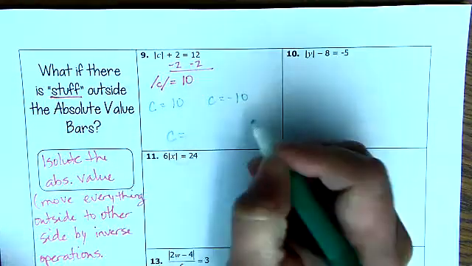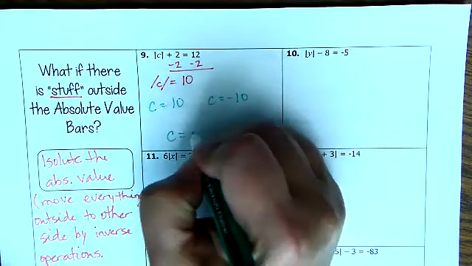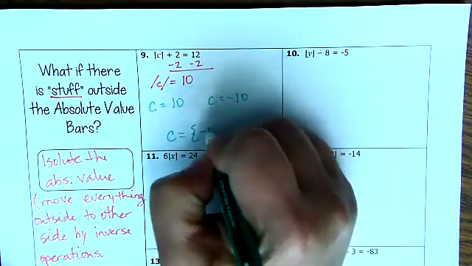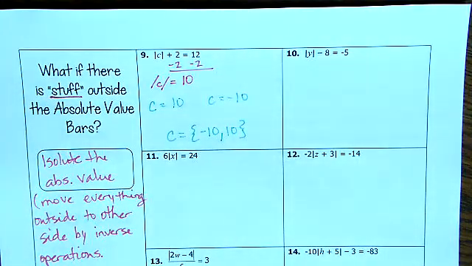So that my answer is, oh, you can't see this green one so well. Sorry, I won't use this anymore. C equals curvy bracket, negative 10, comma 10, curvy bracket. You can see when I move myself out of the way. Right.